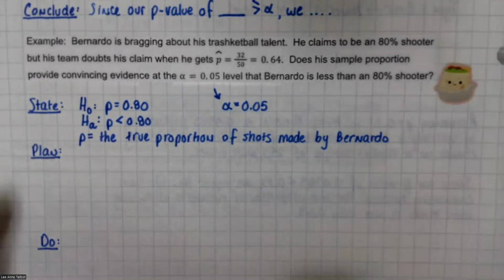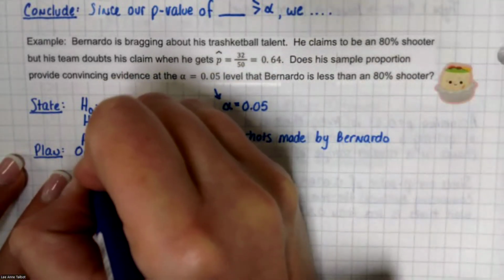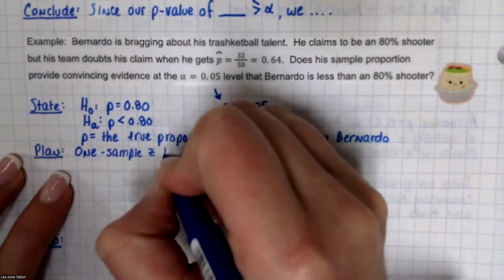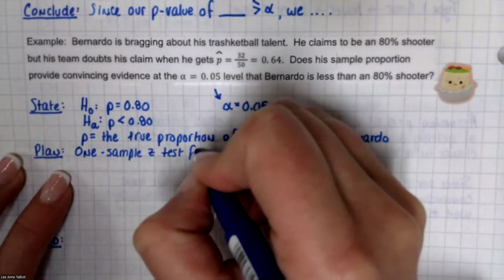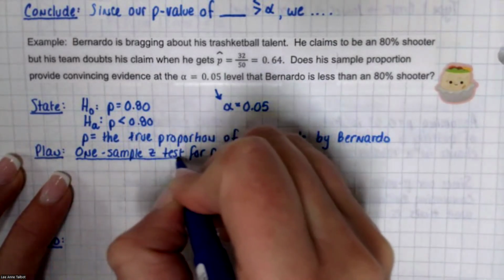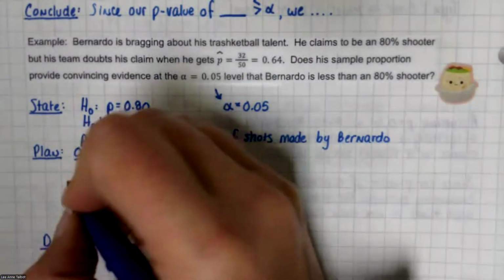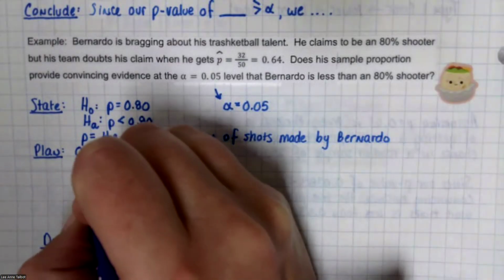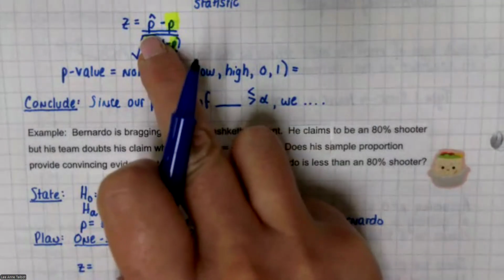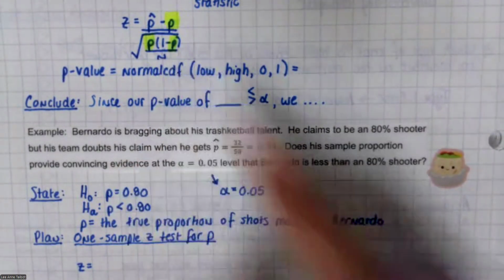Okay, plan. What is the inference method? One sample Z test for P. Remember, chapter 8, it's one sample Z interval for P. Okay, Z equals, so we look up here, statistic minus parameter over standard error.